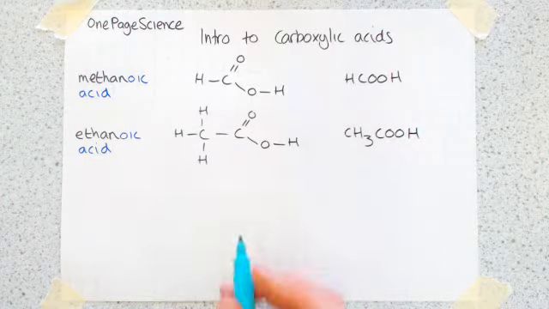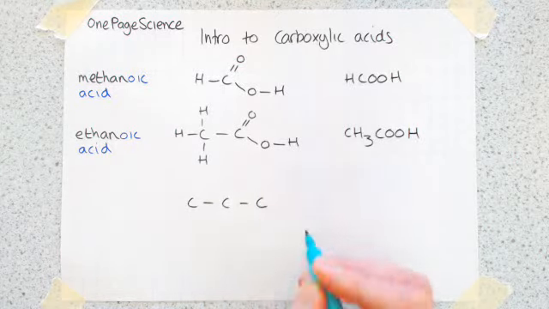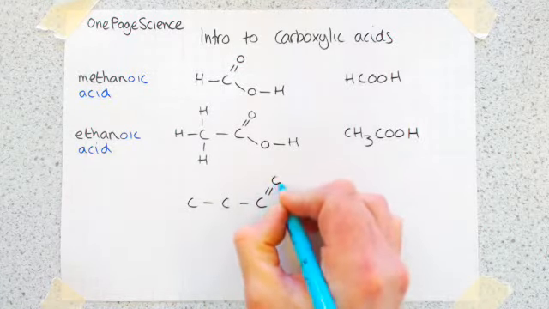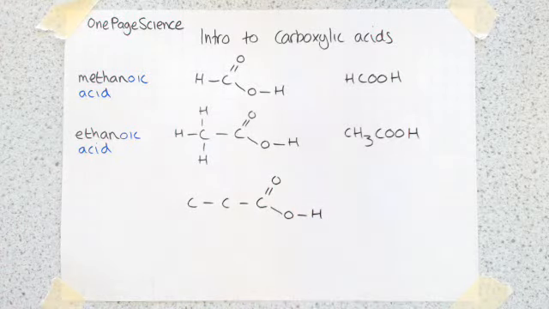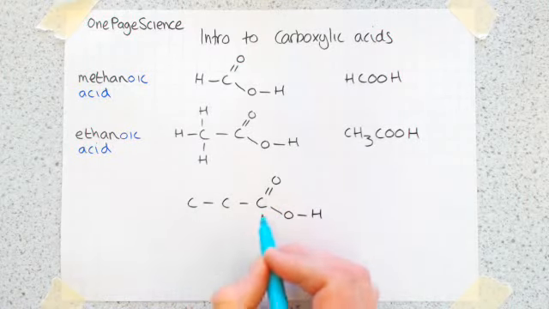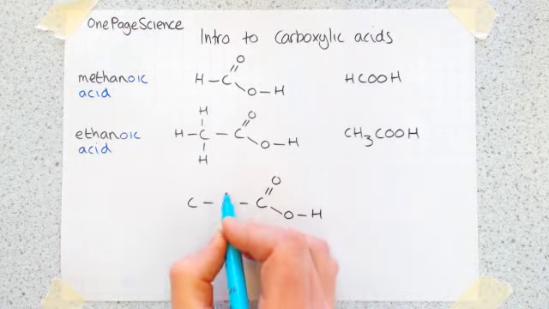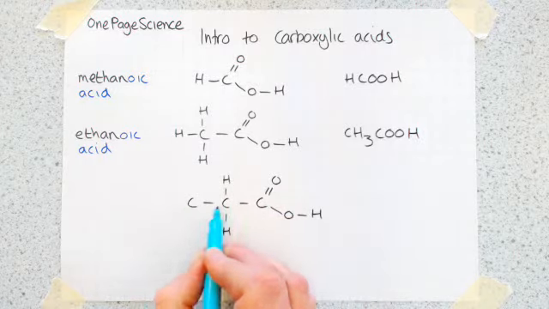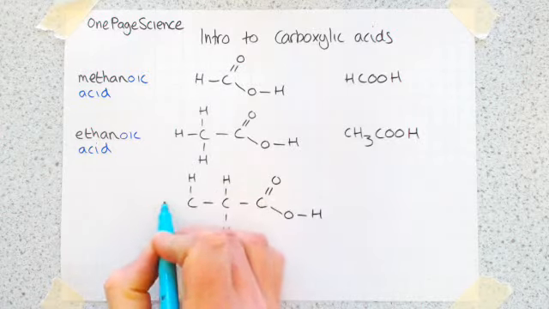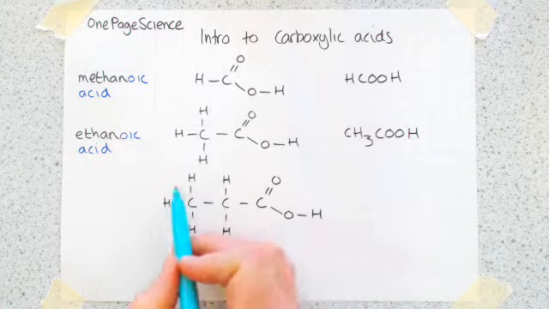Okay, next one along then, carry on the system, 3 carbons, 1, 2, 3. Okay, on the third carbon, double bond to an oxygen, single bond to another oxygen, single bond to a hydrogen. Okay, just like before, we need to make sure every carbon has 4 bonds. This one's got 4, 1, 2, 3, 4. This carbon's got 1, 2, so it needs 2 more. This carbon has currently got 1, so it needs 3 more hydrogens. Okay, so that's how we do what's called the displayed formula.